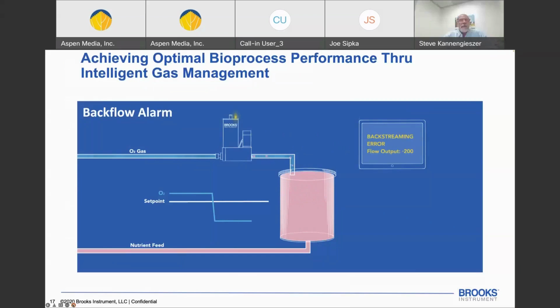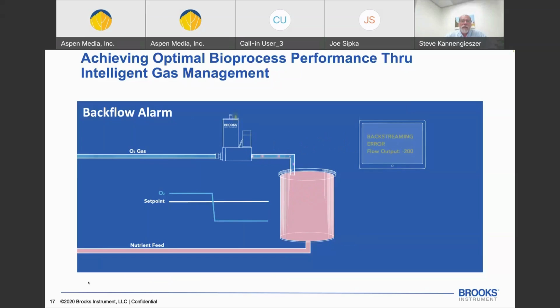Backstreaming occurs when you get reverse flow from the bioreactor that can potentially back up into the mass flow controller. This can cause significant downtime and loss of a batch. In the animation, you can see some of the broth from the bioreactor flowing back into the gas line. If the backstreaming diagnostic is enabled, the mass flow controller will trigger the alarm and appropriate action can be taken.